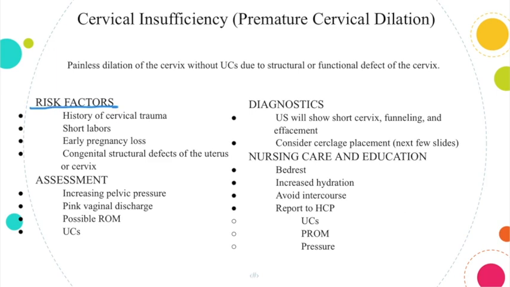People here. If they have cervical trauma, for example, you might be thinking, how do you get cervical trauma? The first thing I think of is if they've had medical procedures on their cervix and they may have taken biopsies and those kinds of things. That's traumatic to the cervix. Somebody who has a history of very short labors, early pregnancy losses, and then structural abnormalities of the uterus and or cervix. So those are the folks that are at risk for having a short cervix or cervical insufficiency.